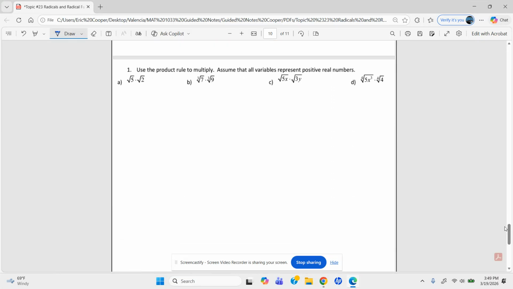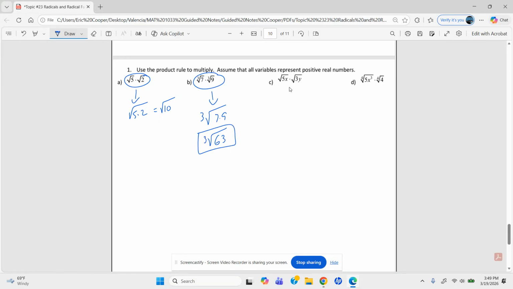Let's show you what we mean on these problems. So here, both of these are square roots. If I want to multiply them, I take the two numbers and I multiply them inside. 5 times 2 gives me square root of 10. Same thing here. Because both of these are cube roots, we'll just multiply 7 times 9. This gives me cube root of 63.